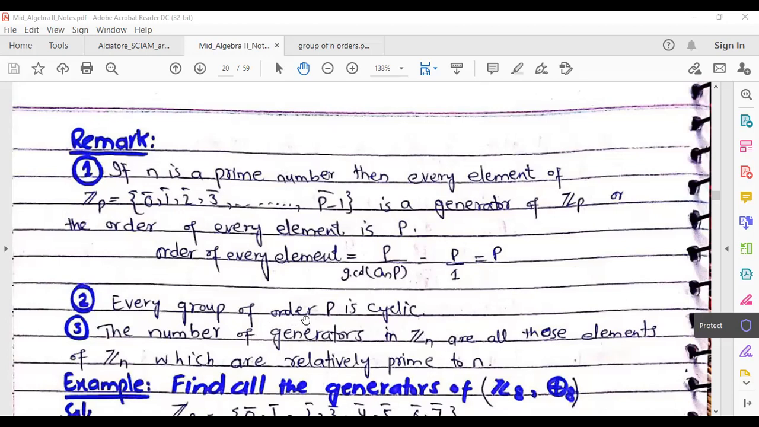Okay, every group of order p is cyclic. The number of generators in Zn are all those elements of Zn which are relatively prime to n. So these are three important remarks about what we learned and the conclusions of today's lecture.